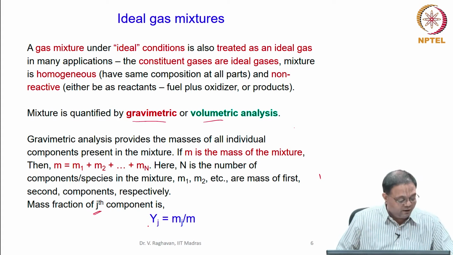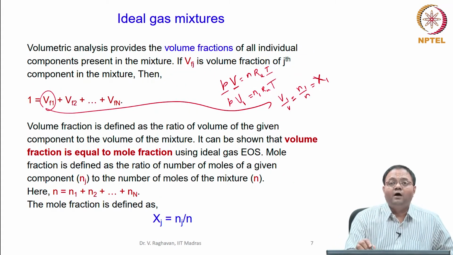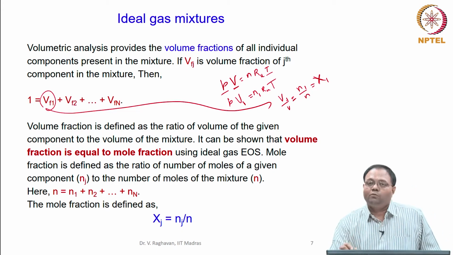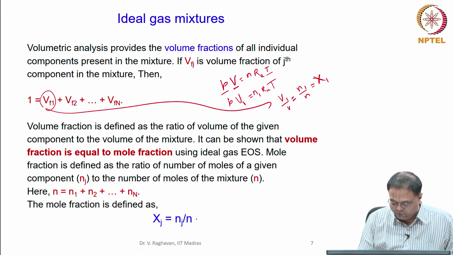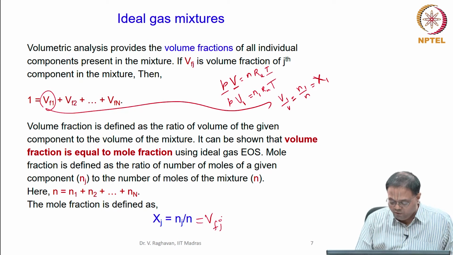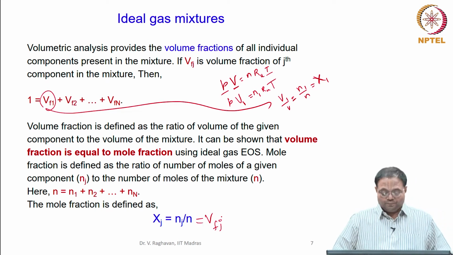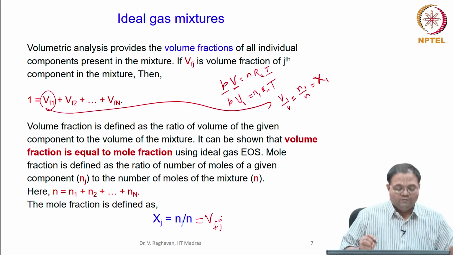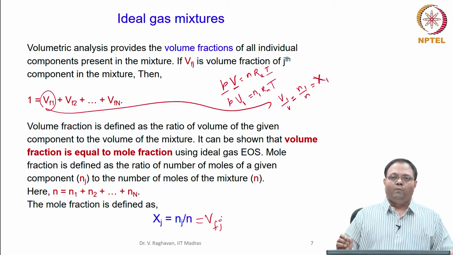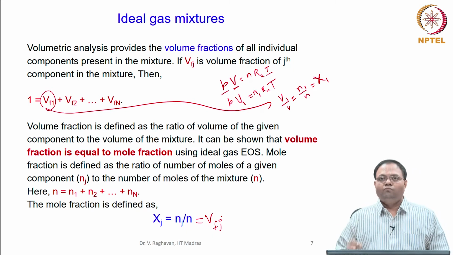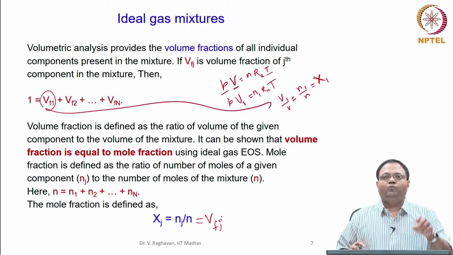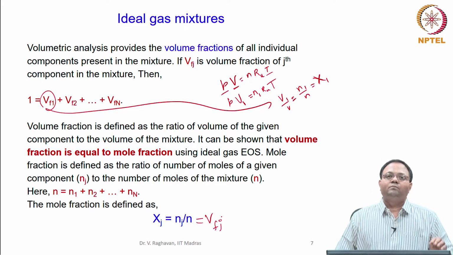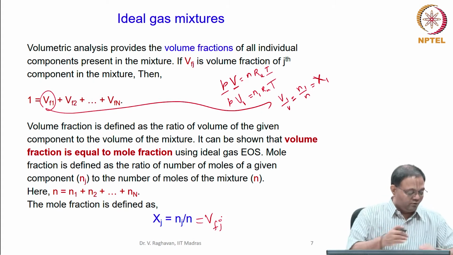Similarly, here by volumetric analysis, I have got volume fractions, and we have proved that the volume fraction is nothing but the mole fraction. So, use that and get the mole fractions directly. This can be written as VFj, the volume fraction of the jth component, that is it. So, we have now quantified the mixture either in terms of mass or in terms of moles, with volume fraction being nothing but mole fraction. When you subject the mixture to volumetric or gravimetric analysis, you get mole fractions and mass fractions. That is what we have got now.